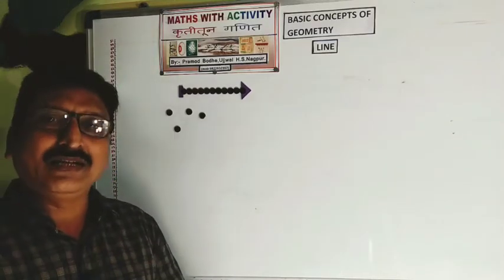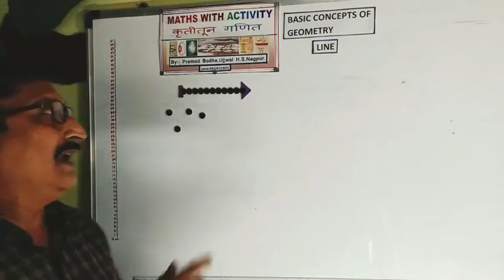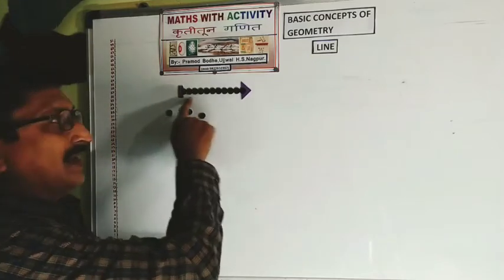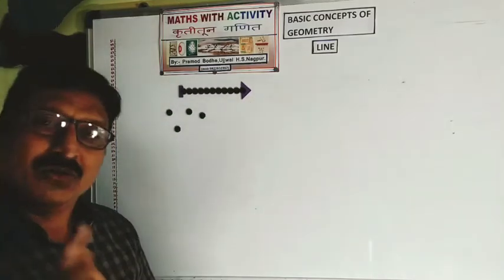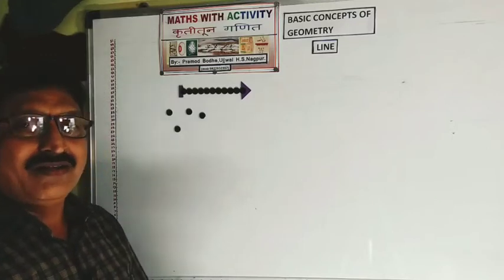Last video we have seen about the ray. What do you mean by ray? Ray has one fixed point and the other end is infinite. Now today we are going to learn about the line.